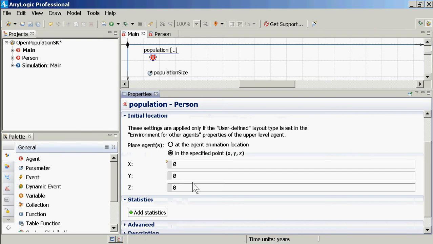I'd like to put in a formula here. And the formula here will be simple. It will be a value drawn uniformly from 0 to 500. Okay? That's a random number. It's a double precision value drawn between 0 and 500.